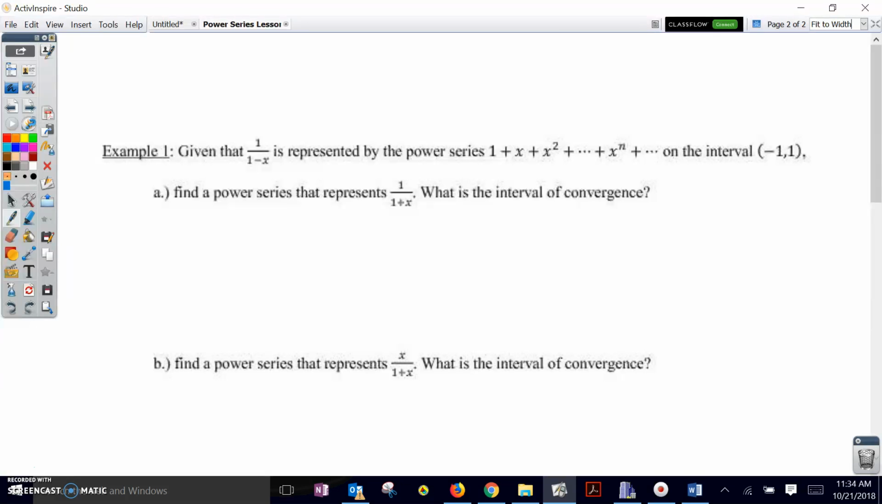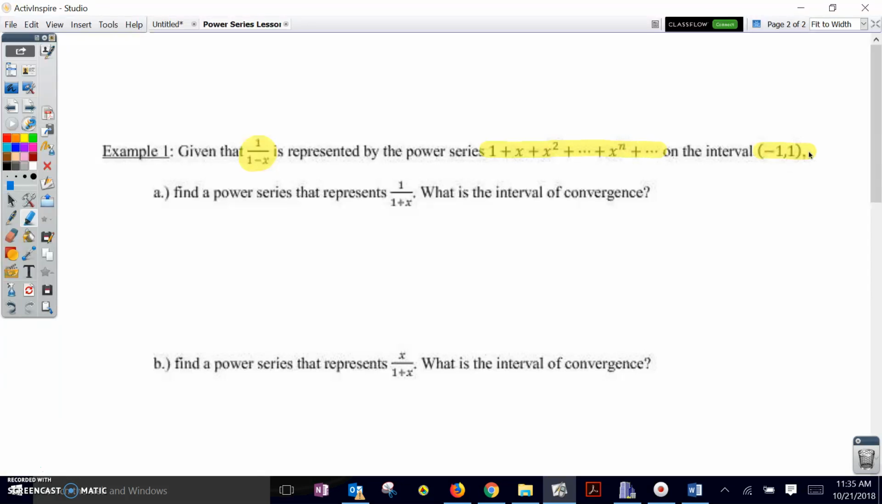In this example, what we're going to focus on is developing power series from a given power series and developing power series from the sum of a geometric series, the a over 1 minus r. So I'm going to look at example A, and I'm going to look at it in two different ways. The first way is by using a known series and using substitution to figure out this series.